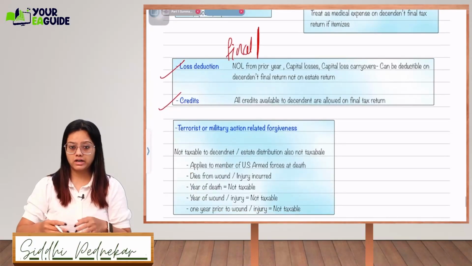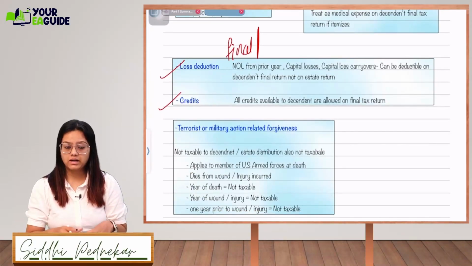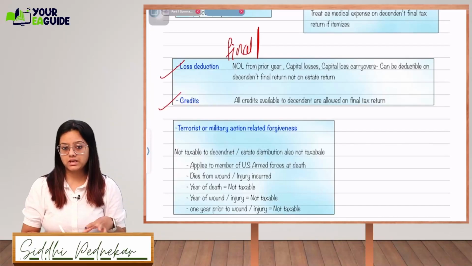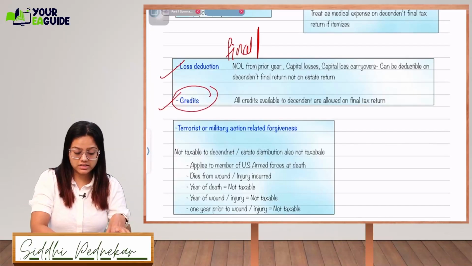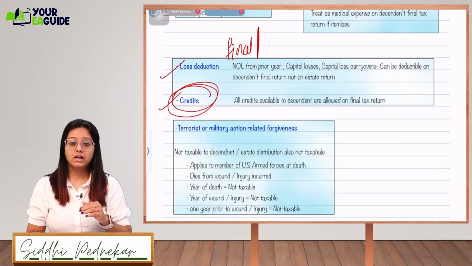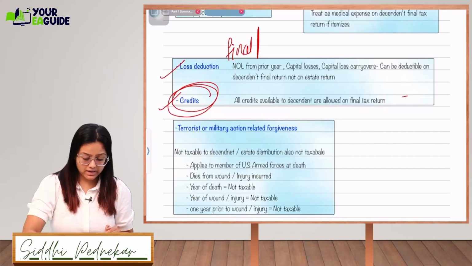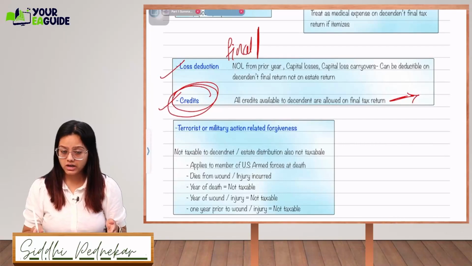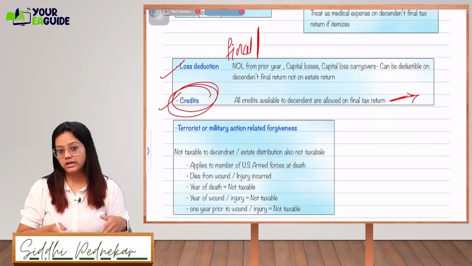Same way for the credits, all the credits can be taken as they are. But there can be some non-refundable credits, or credits for which the conditions are not fulfilled, like the child tax credit. You have to assume that the taxpayer was alive during the whole year. Based on that assumption, you calculate the credit.